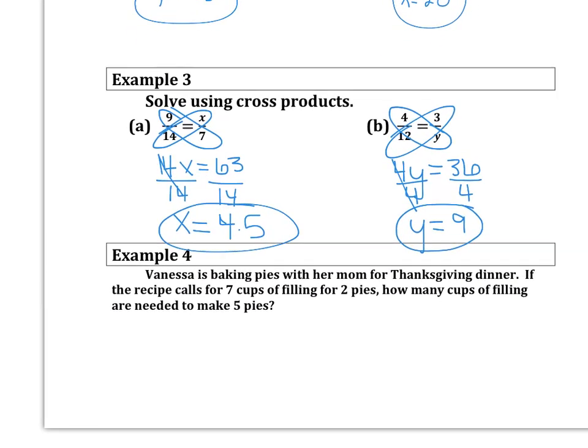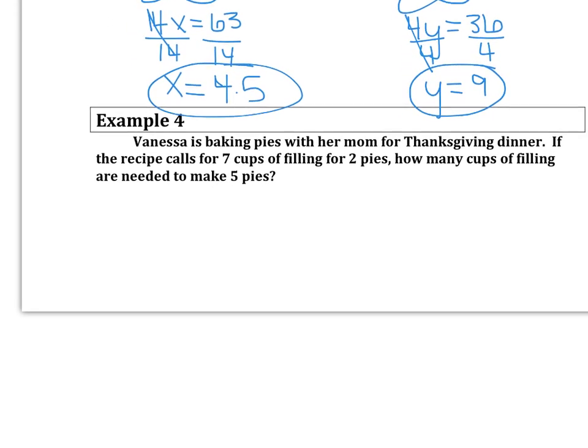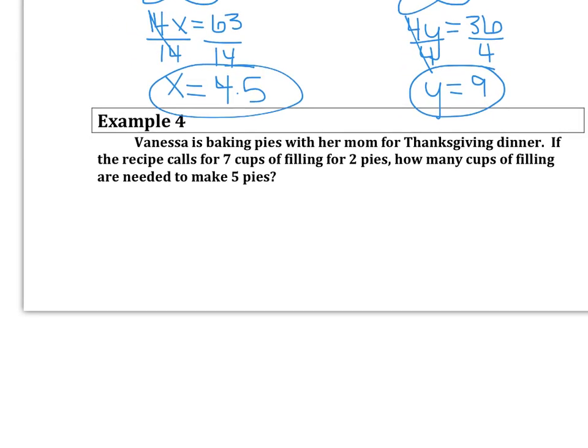Okay, in example 4, we're going to be setting up our own proportion. It says that Vanessa's baking pies with her mom for Thanksgiving dinner. If the recipe calls for 7 cups of filling for 2 pies, how many cups of filling are needed to make 5 pies? So what we want to do when we set this up is make sure we're putting the correct unit on the top and the bottom. It doesn't really matter how we start, but we want to make sure we set it up correctly. So if the recipe calls for 7 cups of filling for 2 pies, we could put 7 cups for every 2 pies.